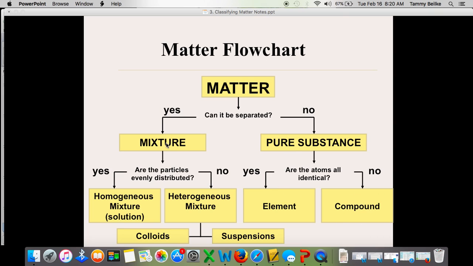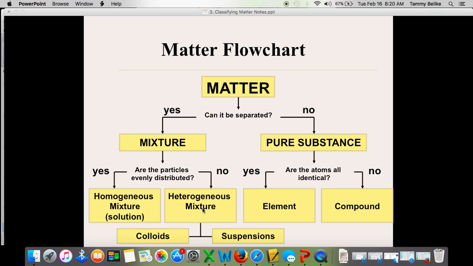Alright, back to the mixture side. It can be separated. You might look at, are the particles evenly distributed? Can you see through it? Is it something that you can tell the different substances involved? If yes, the particles are evenly distributed, it's a homogeneous mixture, aka a solution. If the particles are not evenly distributed, it's a heterogeneous mixture. Well, now we need to ask another question to get between suspensions and colloids. Can you think of what question you would ask?